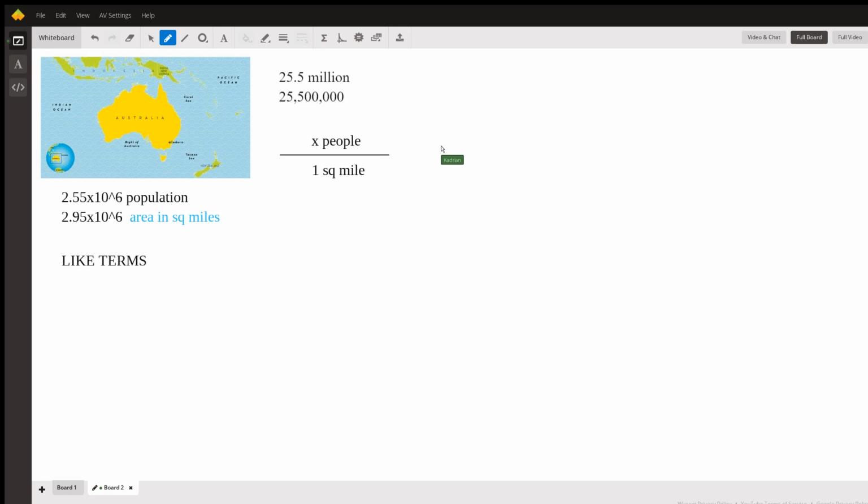This is a ratio, so ratios have to be equal to each other. So we're saying, how many people are in 1 square mile? Well, we're going to find that out if we set it equal to, we already know that there are 2.55 times 10 to the 6 people. We already know that we have that many people living in 2.95 times 10 to the 6 square miles.